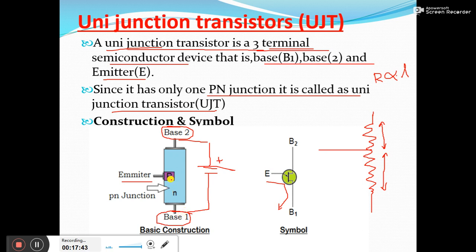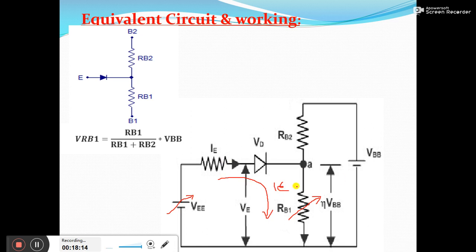Since it is of P type, as it becomes forward biased, holes are emitted into the N type bar. Since holes are emitted, they will initially move in this direction as well as in this direction. But since the holes are of positive charge and base 2 is also positive, the holes will get a repulsion force from the base 2 region. That's why all holes will move towards base 1. That's why the current will always flow from emitter to base 1. So this is the working principle.